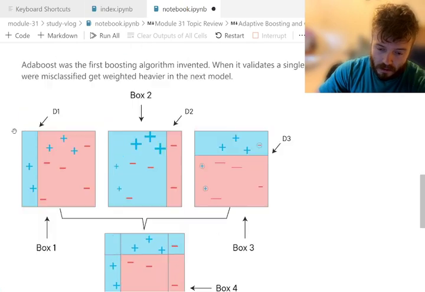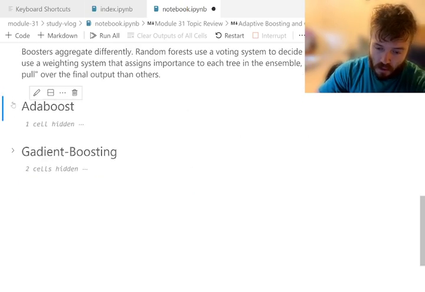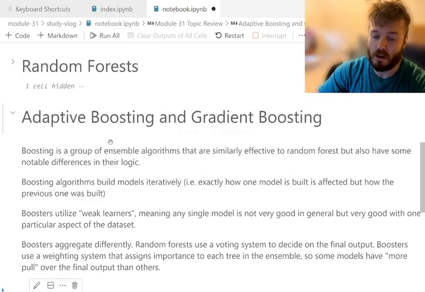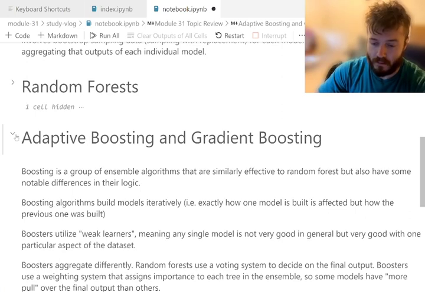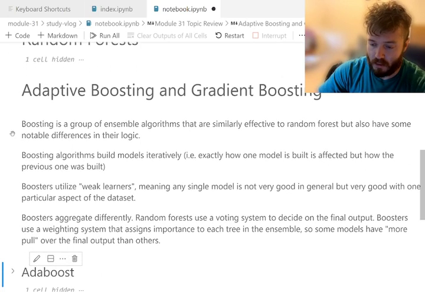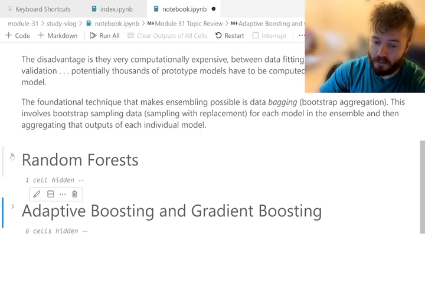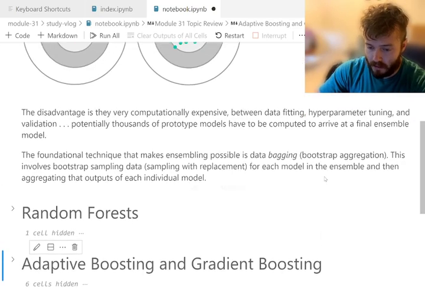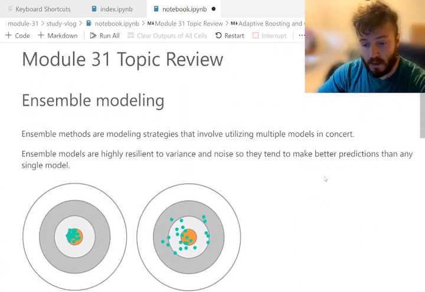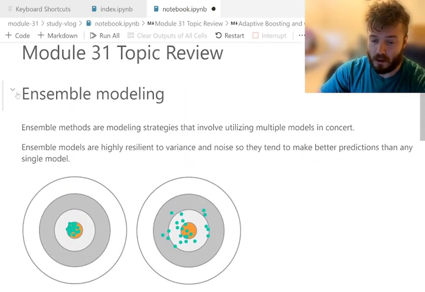So that is it for today. We talked about gradient boosting. We talked about AdaBoost, which are all different tools available within the family of boosting algorithms. We talked a little bit about random forests, which are their own sort of ensemble method. And we talked a little bit about what ensemble methods are in general.